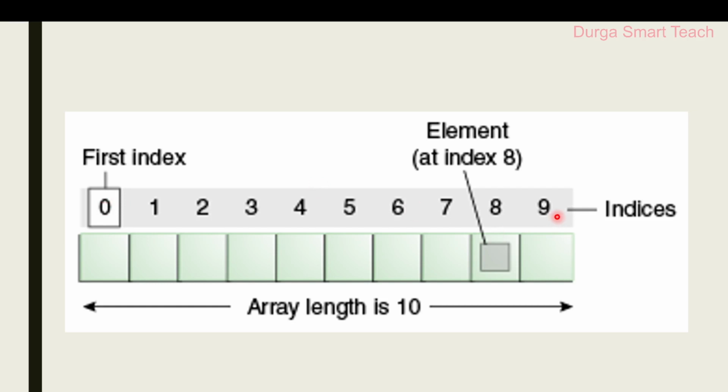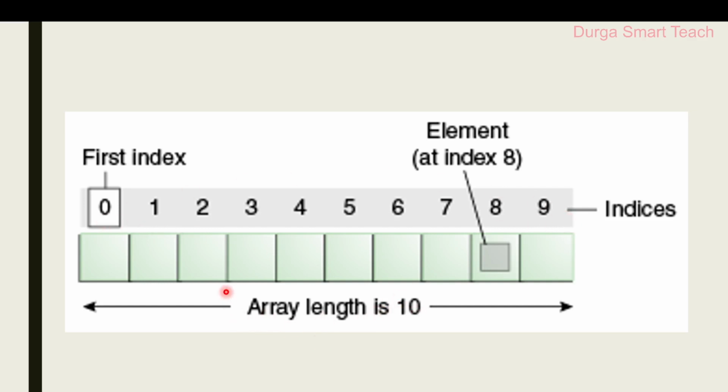So what is the size? 10 is the size. 10 minus 1 is 9. So up to 9, memory locations are allocated. For example, if the array size is 100, it starts with 0 and ends with 99. Here the first element is stored, then the second element, up to the size of elements. Array length is 10, so it starts with 0 and ends with 9.